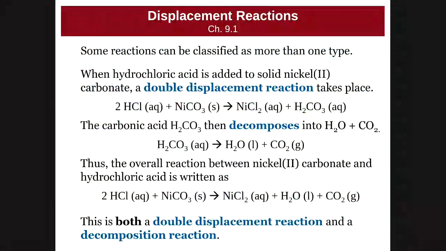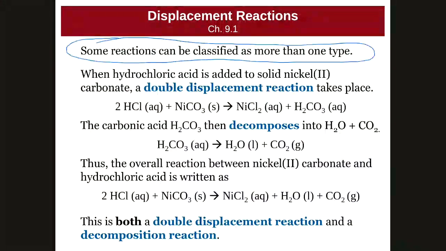So some reactions can also be classified as more than one type of reaction. For example, when you have hydrochloric acid added to solid nickel carbonate, you are going to have a double displacement reaction where the carbonate switches places and the nickel switches places, and you end up with nickel chloride. So the nickel grabs the chloride and the carbonate grabs the hydrogens. So this is nickel chloride and carbonic acid. So we call it carbonic acid when it's an acid made from the carbonate ion.